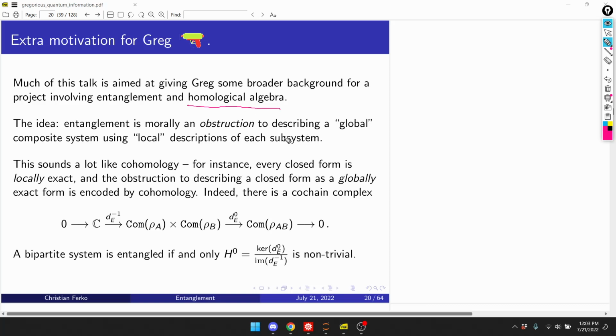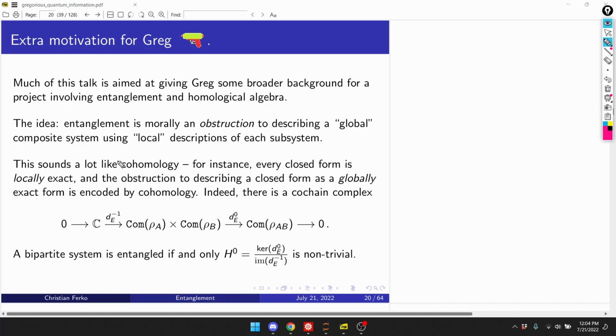So from these vignettes, you may be getting the impression that entanglement is, in some sense, an obstruction, right? I told you in the EPR vignette that you cannot explain the total state of an entangled system by assigning spins to each of the subsystems. I can't say one spin is up and one spin is down. So in a particular sense, entanglement is an obstruction to describing a global system using local descriptions.